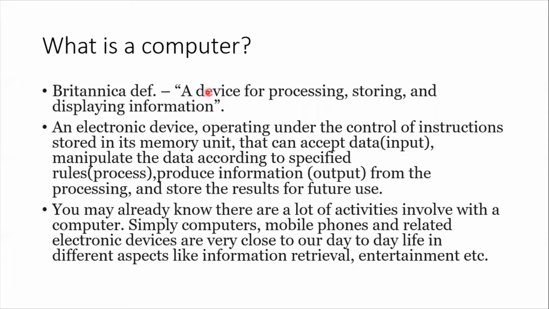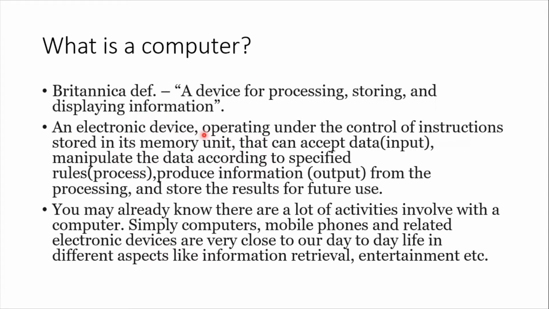Initially, what's a computer? As per the Britannica definition, it's an encyclopedia. According to that, a device for processing, storing, and displaying information. So the purpose is processing, storing, and displaying information. So, it's a device. What kind of a device? It's an electronic device operating under control of instructions stored in the memory unit. So what's happening there? The instructions are stored in the memory.